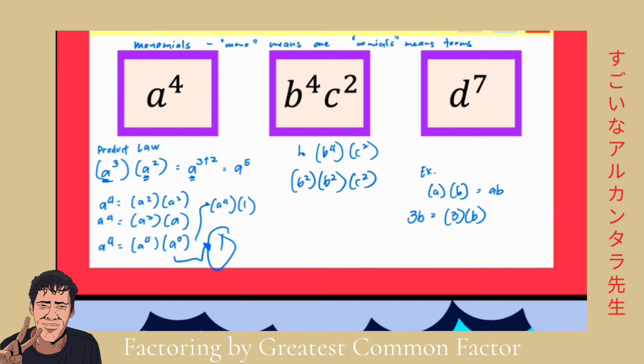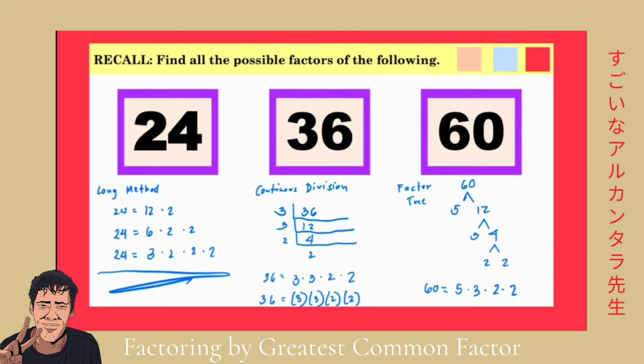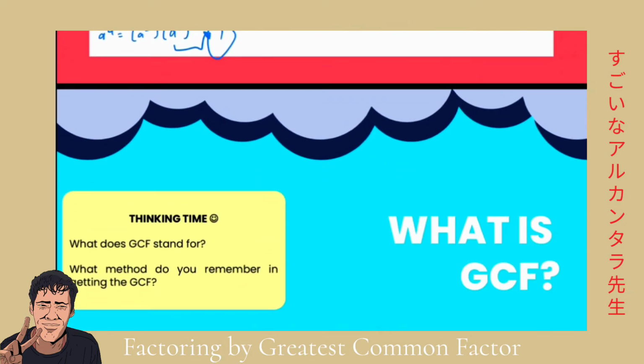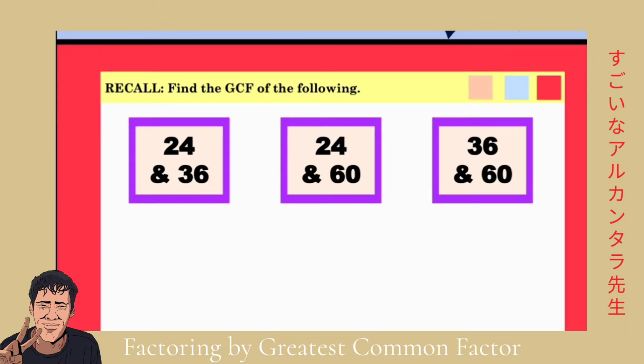So that is a recall of how to factor out monomials and how to factor out real numbers. In this case, we now have to move to identify what the GCF is. And the GCF is basically the greatest common factor. Let's put it that way to make this one quick. Now, in relation to the GCF, we can have 24 and 36, 24 and 60, 36 and 60. So in this case, I would like to also focus on one example only so that it will be quick for all of us.